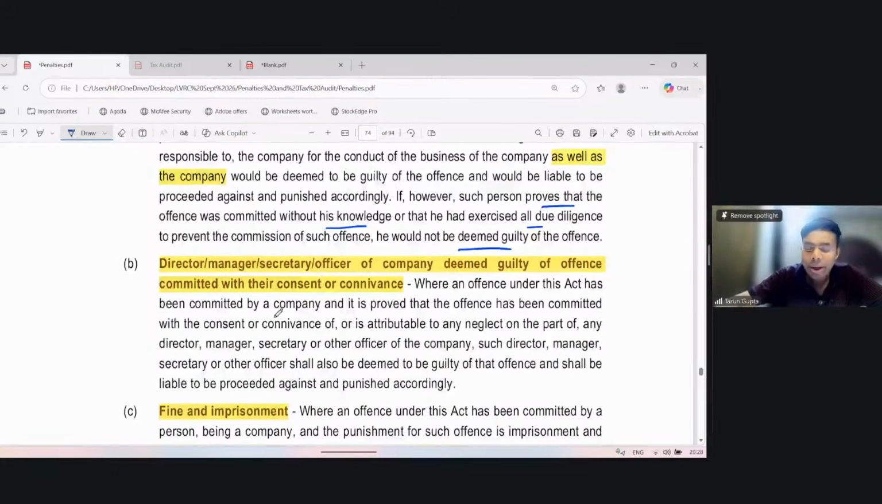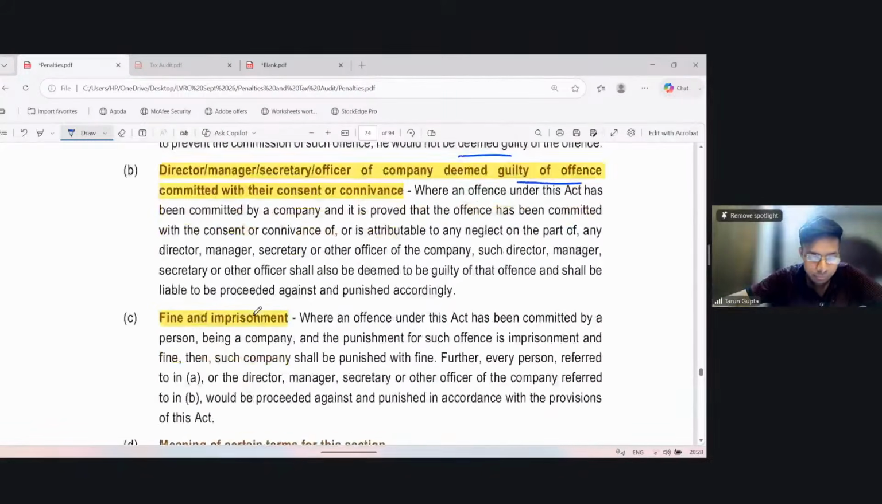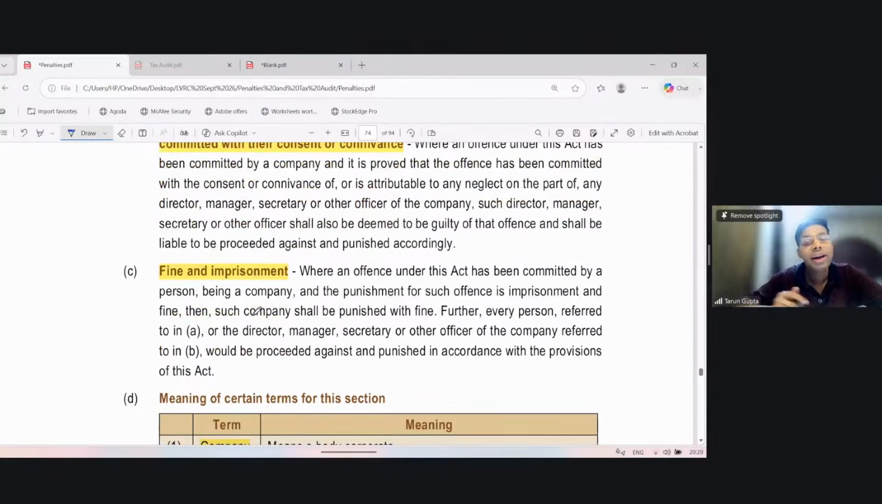In case of a company, the director, manager, secretary, or officer of the company is deemed to be guilty of the offense committed with their consent or connivance. Fine and imprisonment: if there is any imprisonment for such default, then this officer shall also be liable for the imprisonment.